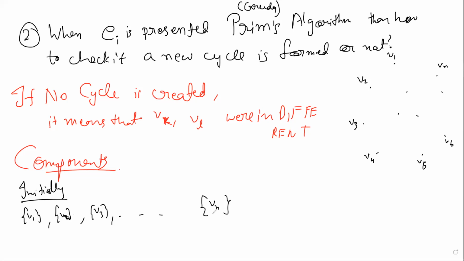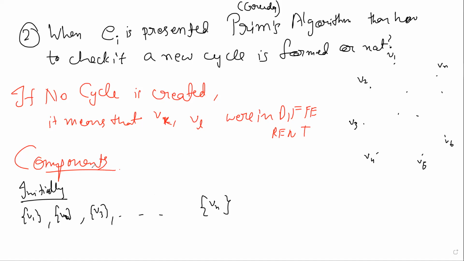Now see, every time an edge is presented, when edge Ei is presented, you know then that Vk and Vl are presented. This is the thing, right? Then all you need to see is whether Vk and Vl are different.